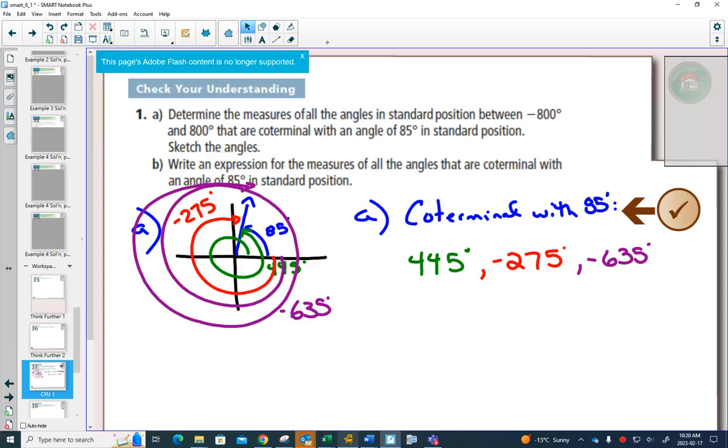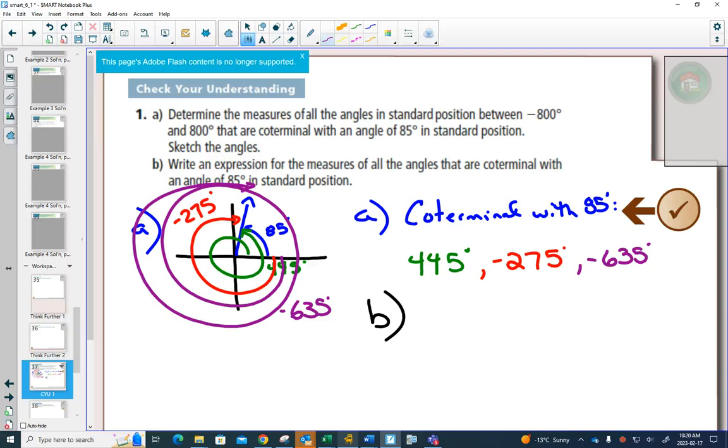Perfect. All right, part B. Write an expression for all of the angles that are coterminal with 85 degrees. Now, if we find another one that's coterminal by just adding 360, adding 360, adding 360, and now they want us to list them all, this is like the assignment you have to do until you're dead. Because do you see that it's going to keep getting more and more and more?